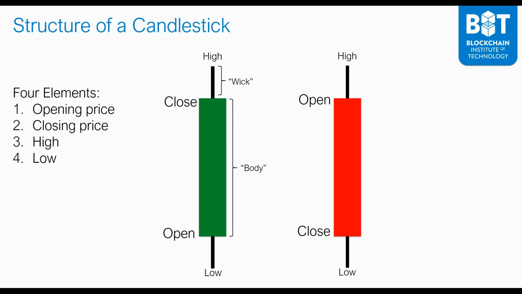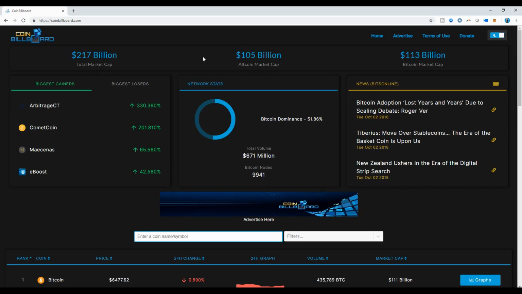I will now take you to see candlestick charts for various cryptocurrencies, and to do so, I will be taking you to coinbillboard.com, which is a website that tracks the cryptocurrency market, including the price activity, volume, and market cap for cryptocurrencies. In the interest of full transparency, I am a co-founder at coinbillboard.com along with Bits Online, and this information is available to you 24 hours a day, 7 days a week.